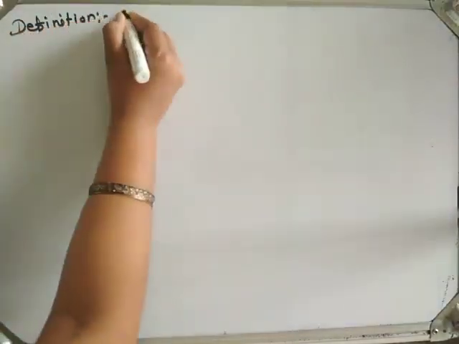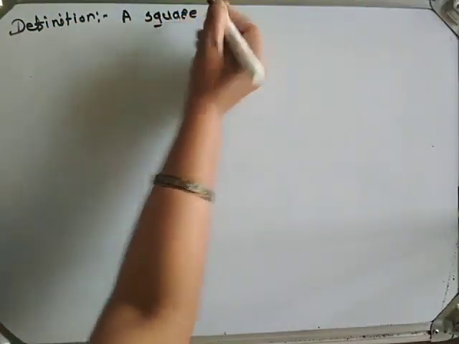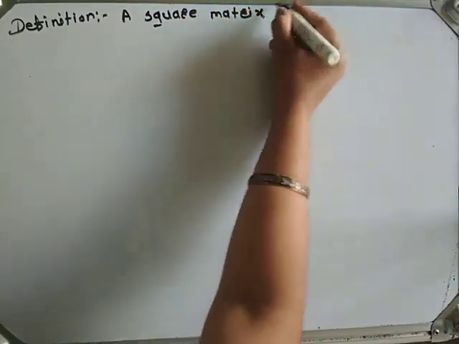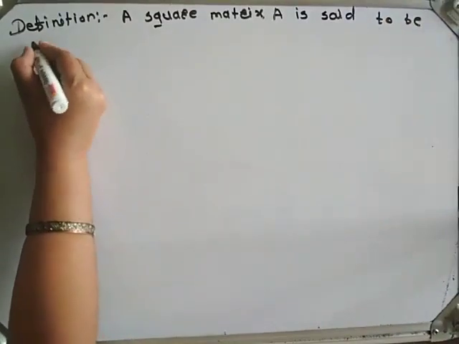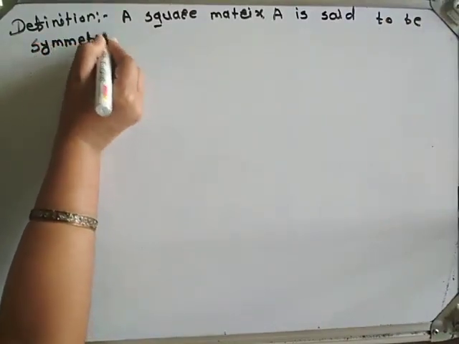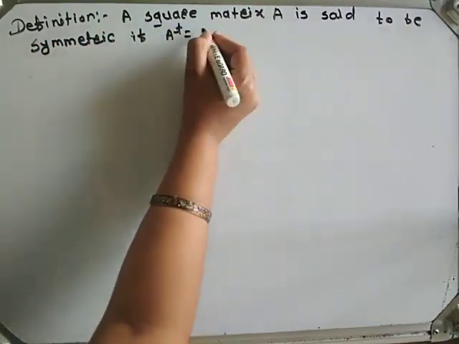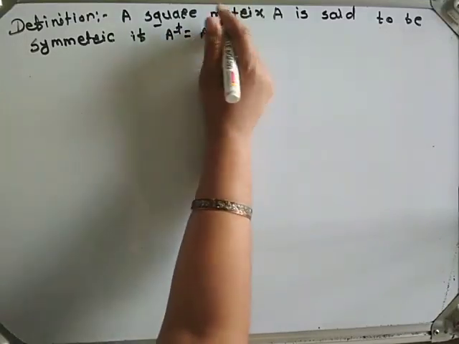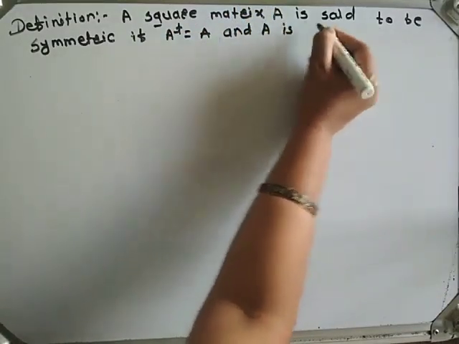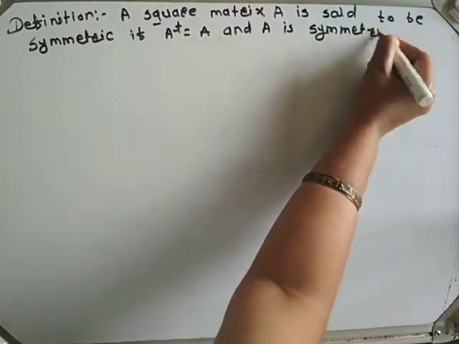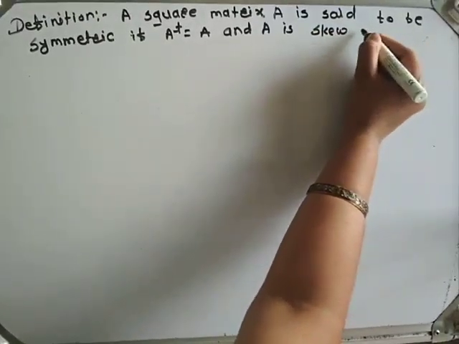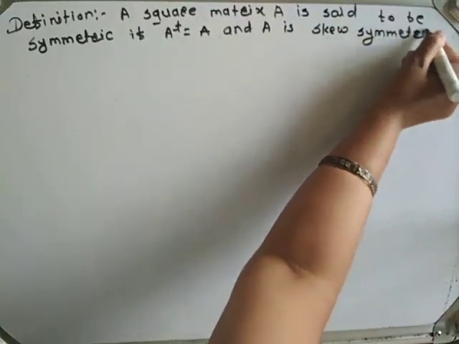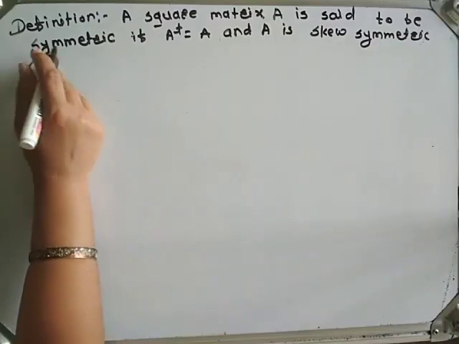Let us see one definition. A square matrix A is said to be symmetric if A transpose is equal to A, and A is skew symmetric or antisymmetric.